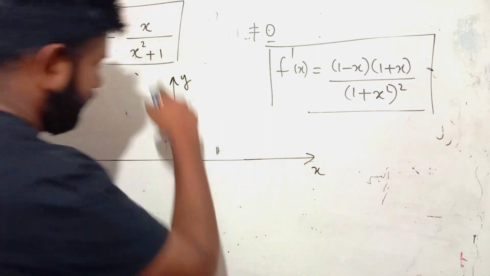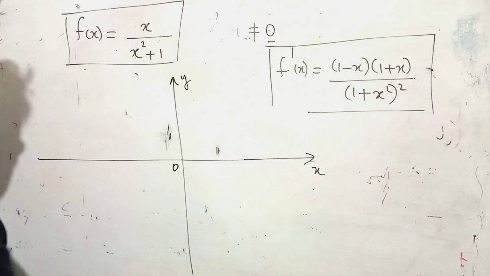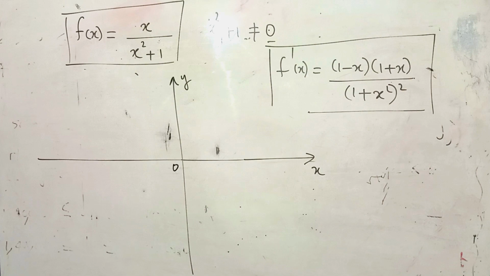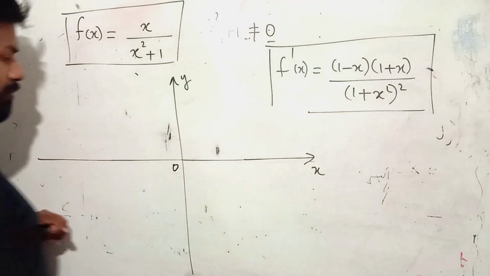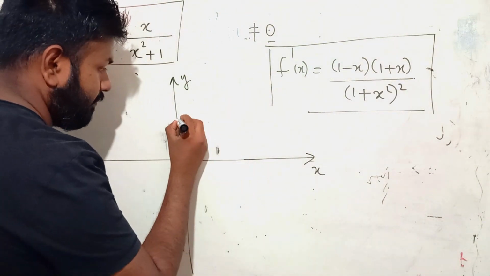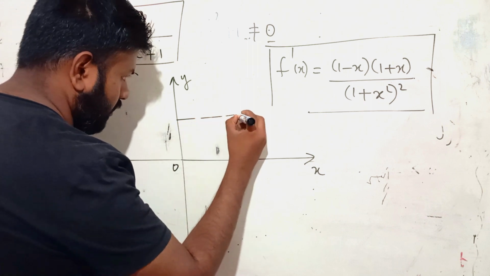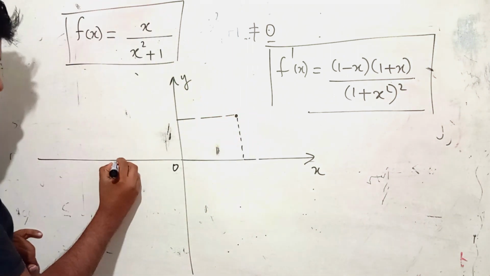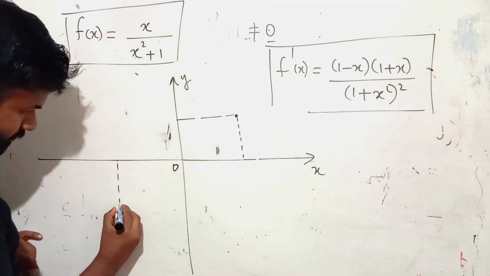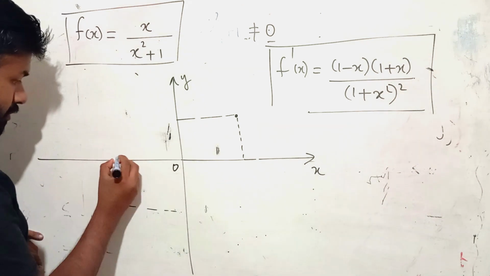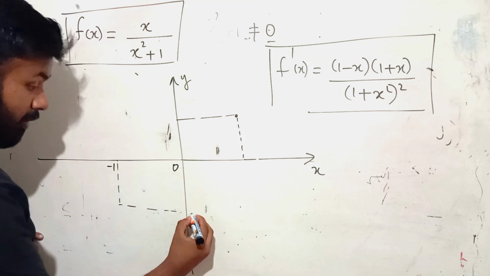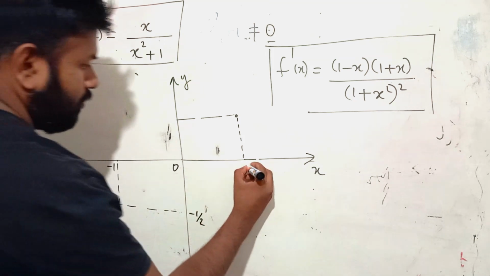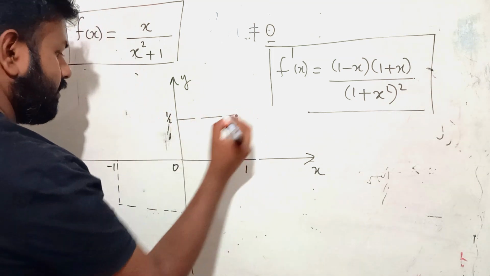This is the x-axis and this is the y-axis. This is the origin. So what are the turning points? We found the turning points to be 1 comma half, and that's the maximum point. The other one is minus 1 comma minus half. I'm sorry, this is 1 comma half.